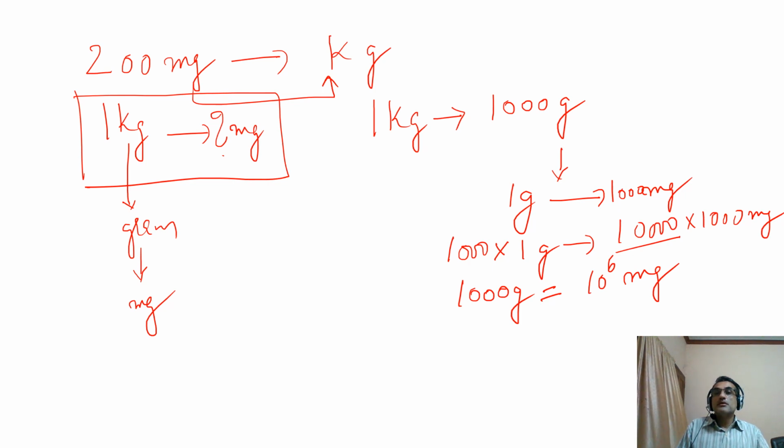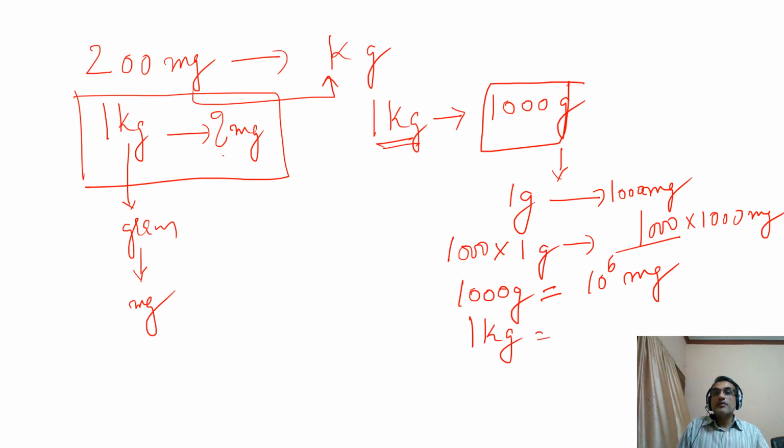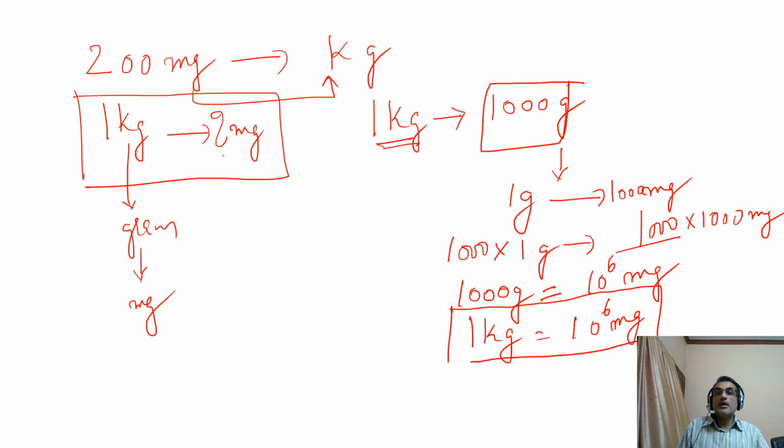It is 1000 into 1000, that is 10 raised to 6. 10 raised to 3 into 10 raised to 3 is equal to 10 raised to 6. So 1000 grams is nothing but 1 kilogram. So instead of 1000 grams, I'll put 1 kilogram, that is equal to 10 raised to 6 milligrams. Now I got the point here. So the unit factor, I have derived it: 1 kilogram is equal to 10 raised to 6 milligrams.